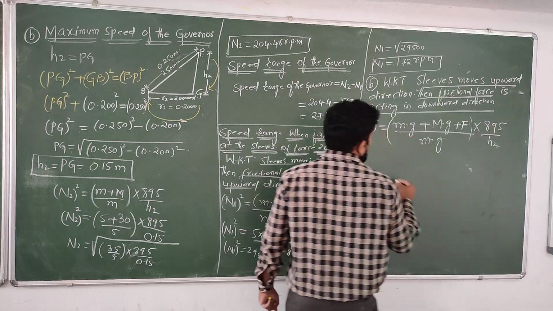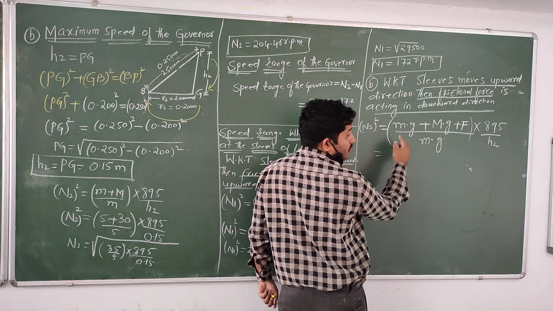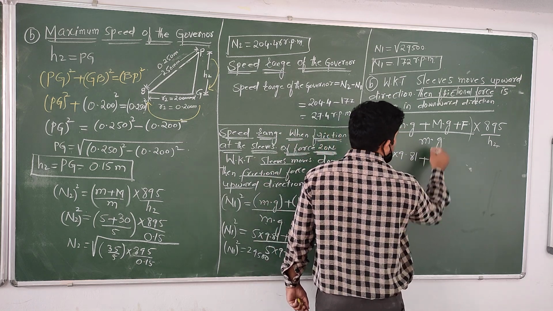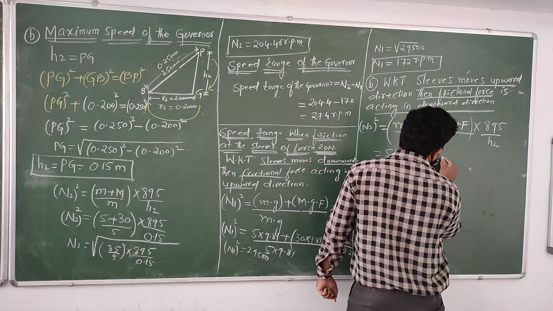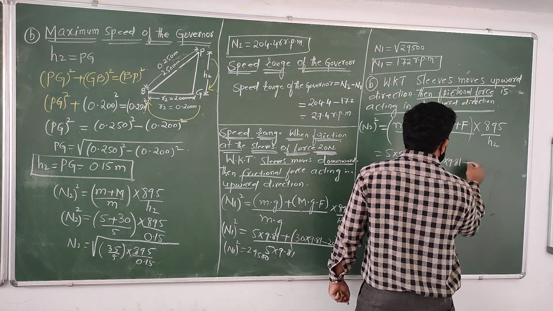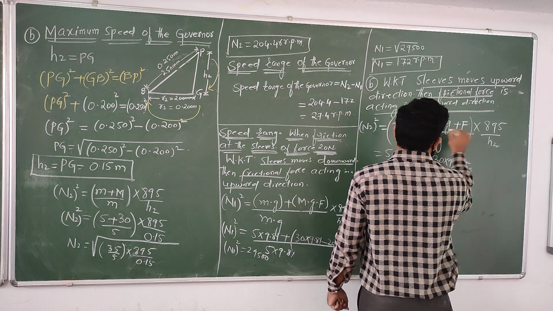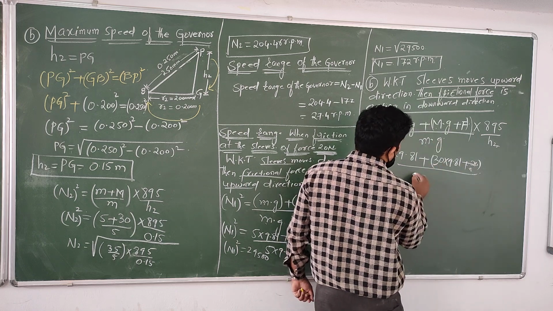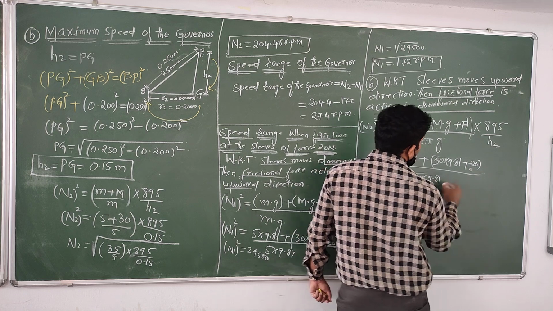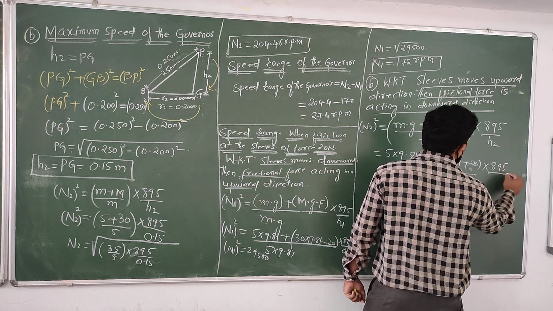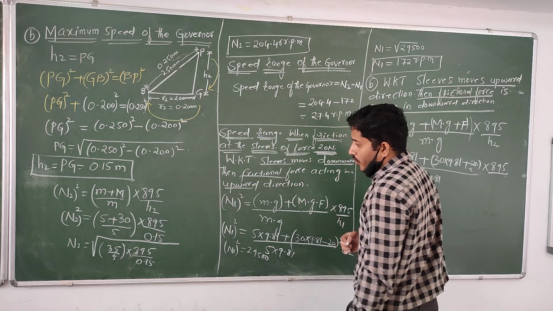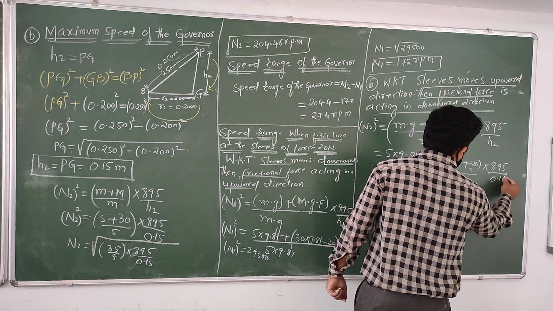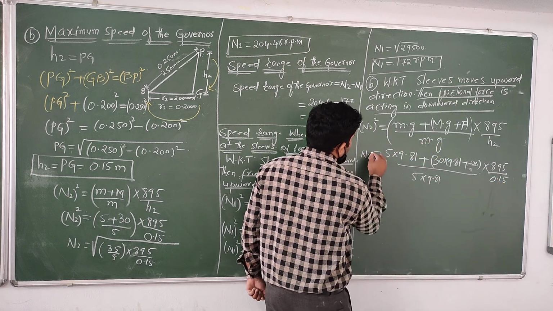Okay. Then m value is small m, the mass of the ball is 5 into 9.81 plus capital M, how much is given? 30 into 9.81 plus force, how much is given here? 20. Okay, by mass, how much is given? Small m, 5 into 9.81 into 895 by h2 value. How much is there? h2 value 0.15. Done. N2 whole square.